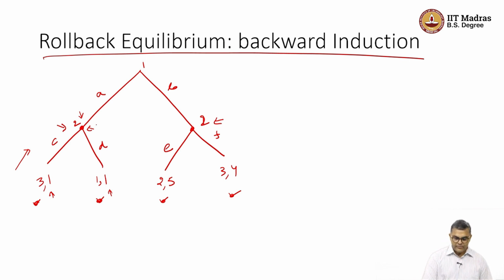What number should be put here? Here player 2 has to decide either E or F. Player 2 does not have to worry about any strategic interaction because there is none.